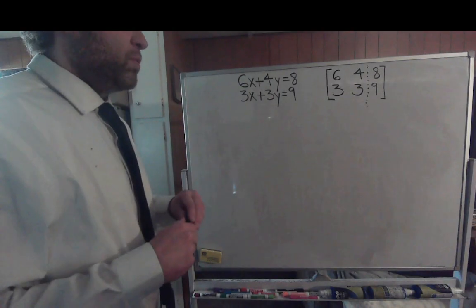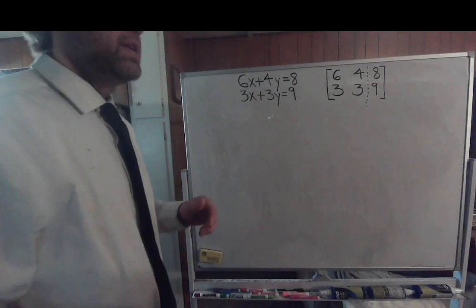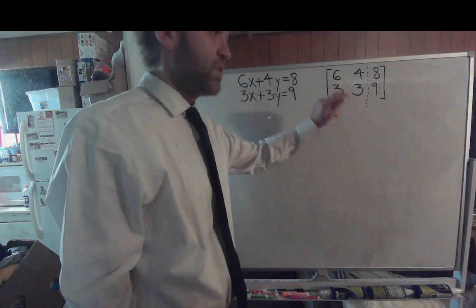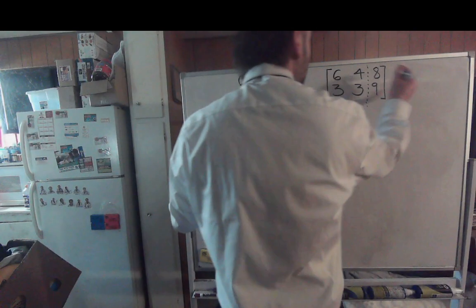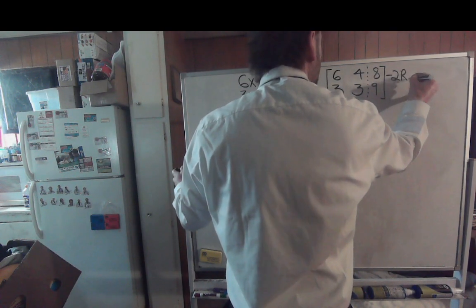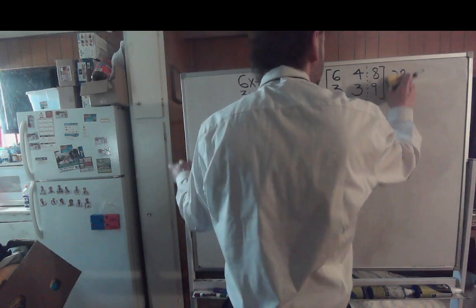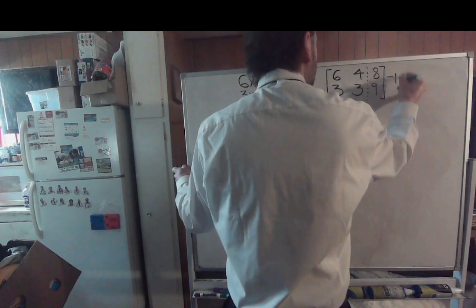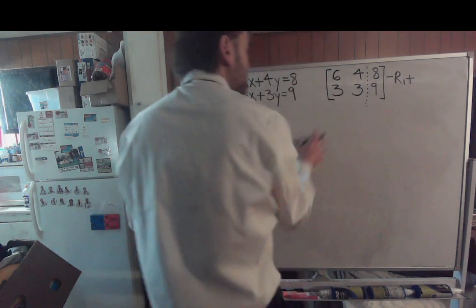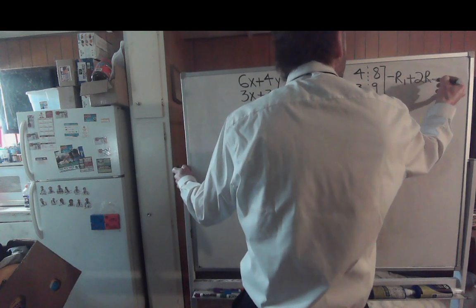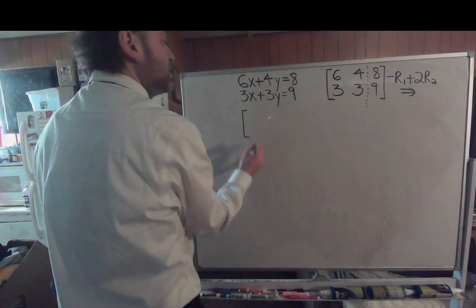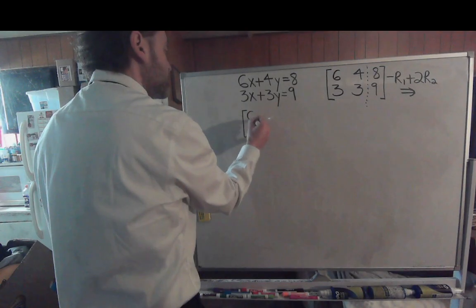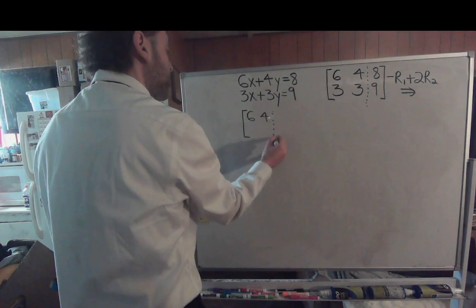And just like before, our very first goal is to get the first digit in the second row to become 0. So if we take the negative of row 1, I'm jumping ahead of myself. The negative of row 1 plus 2 times row 2, that'll make that first digit in the second row become 0. So let's go ahead and do that right now. So we're going to leave the first row alone for the time being.